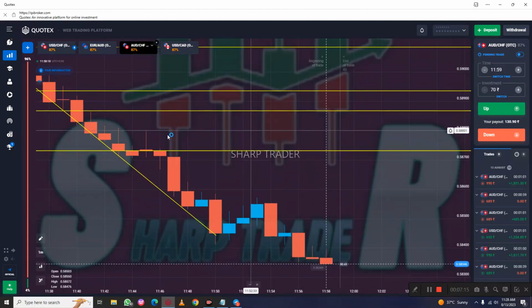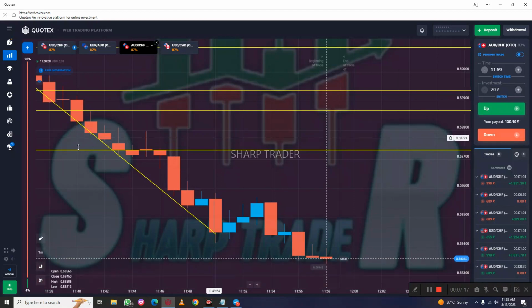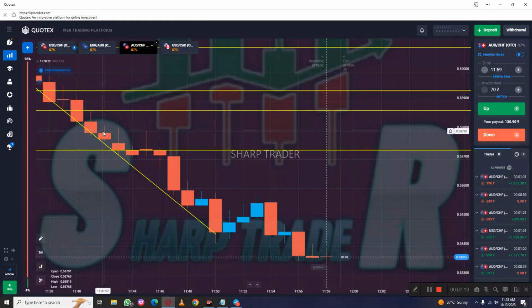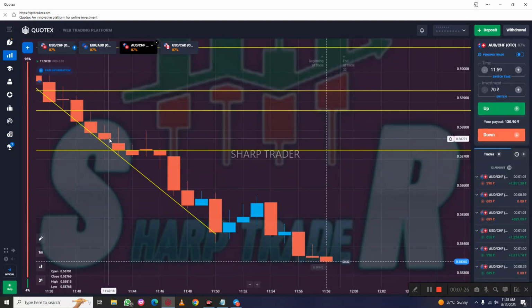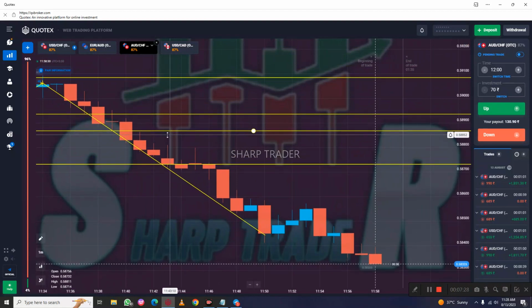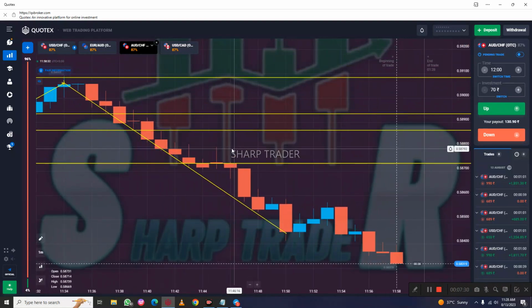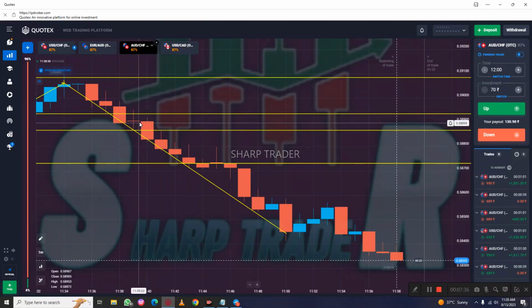Here, this is the round number 00 line, and this red candle closes below the round number, so we can trade here. As you can see here, this doji at the 00 round number line closes above the round number, it doesn't break, so we can trade here.